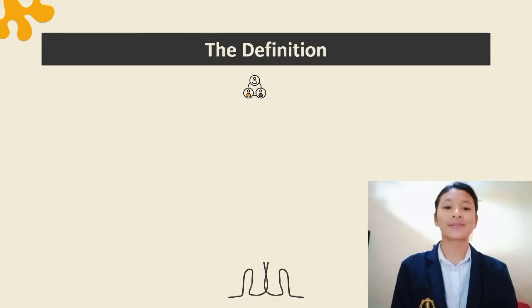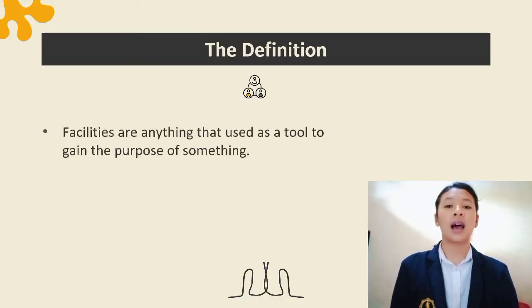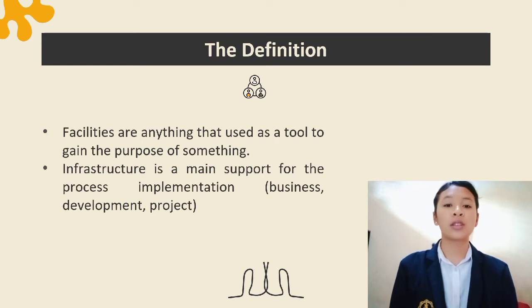Before we talk more about educational facilities and infrastructures, we should know the definition of facilities and infrastructures in general. Facilities are everything that is used as a tool to achieve a purpose, while infrastructure is the main support for all the implementation processes such as development, business, and projects.